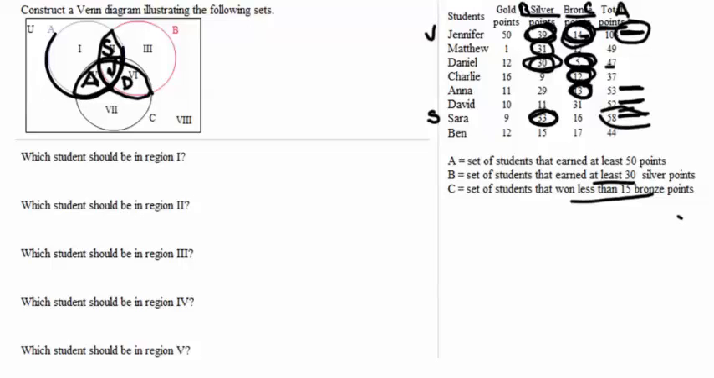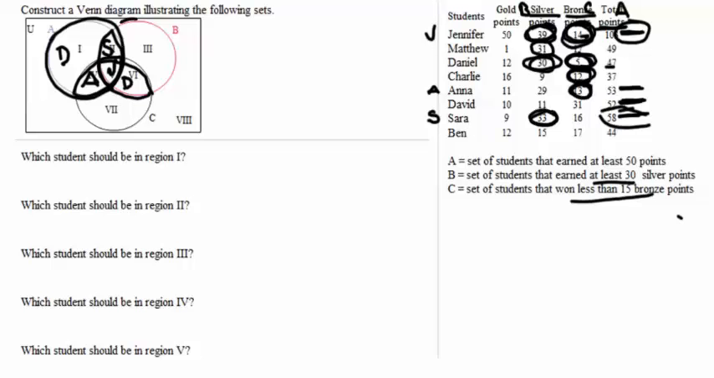So all this makes up set A. And we have 3 elements in A already: Sarah for the S, J for Jennifer, and Anna for the A. But you notice we also have David in A, because David has at least 50 points. So David happens to be in region 1, and what that means is David is in set A, but not in any other set, because he has not enough silver points and too many bronze points. That's why he's not in B and C.